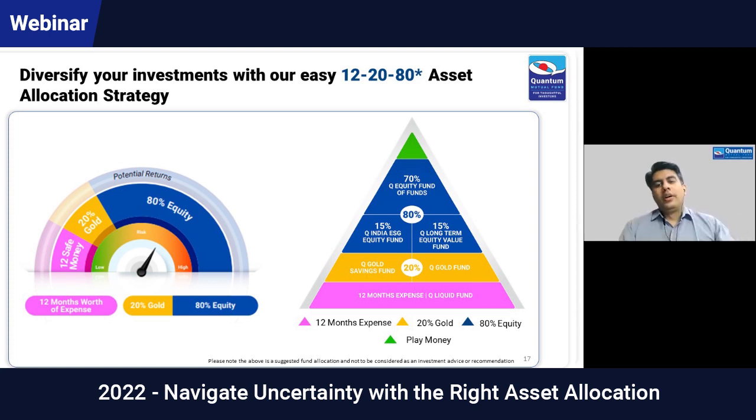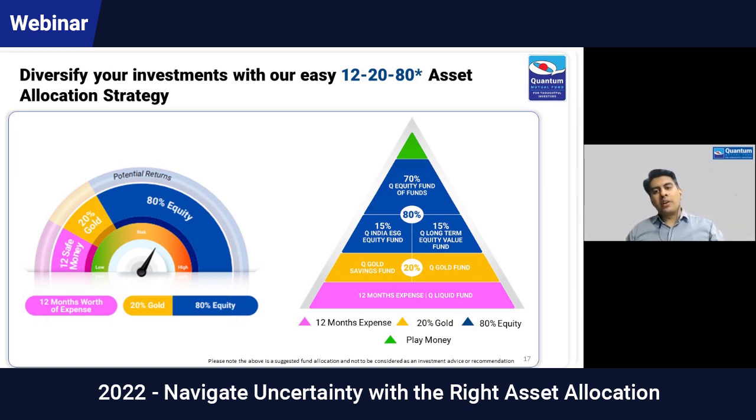Sure. So 12, 80, 20 is a very simple strategy. If your expenses are, say, 50,000 a month, then 12 months of expenses will make it 6 lakh rupees. So 6 lakh rupees, or 12 months of expenses, whatever it works out to be, has to be in a very, very safe place. For simplification purposes, we use a Quantum liquid fund allocation, but you could decide what suits you best, what you think is the safest way to put this money. This money should only be used when there is an emergency, when your cash flows are not enough, or say you have loss of cash flow, you're out of a job, or there is a medical emergency.